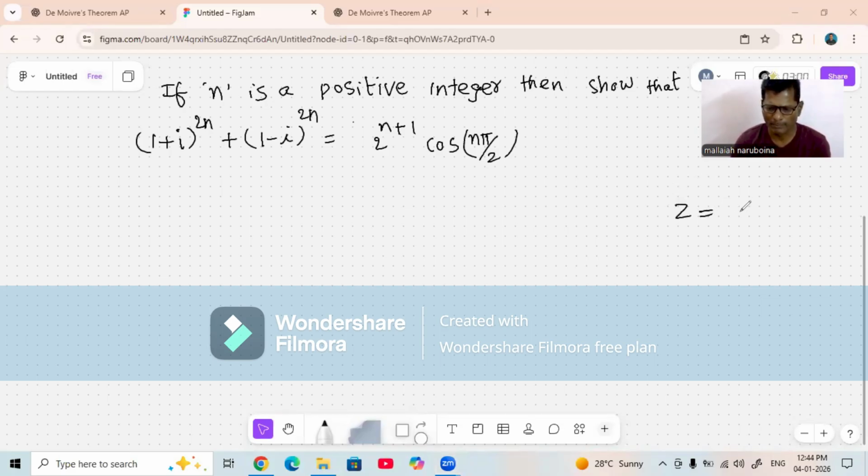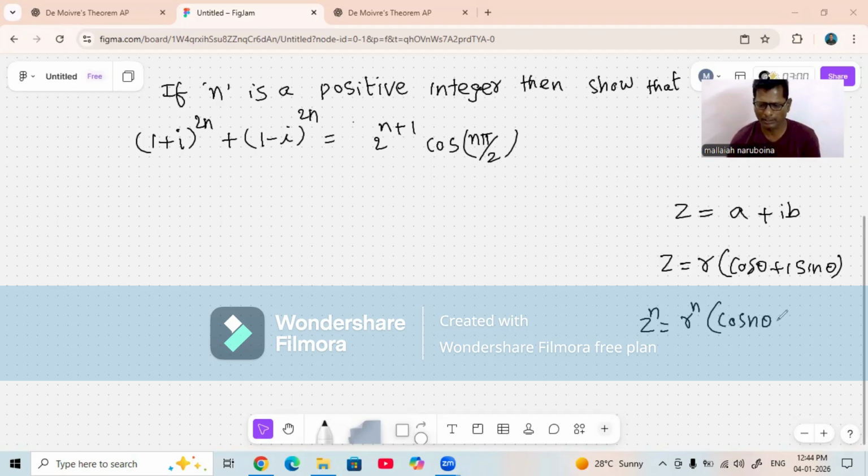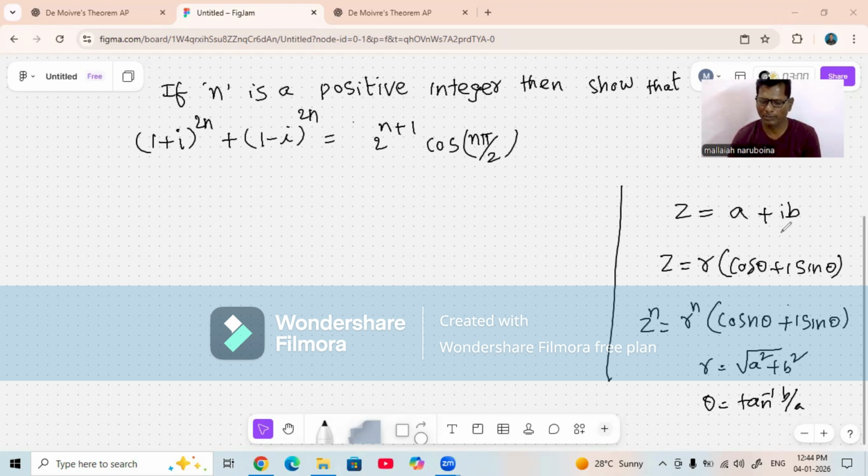To solve these questions, just recall these things. First, a complex number is in the form of a plus ib. Then its polar form is r(cos theta + i sin theta). Then z power n is equal to r power n into cos n theta plus i sin n theta. r is equal to square root of a square plus b square, and theta is equal to tan inverse b by a.